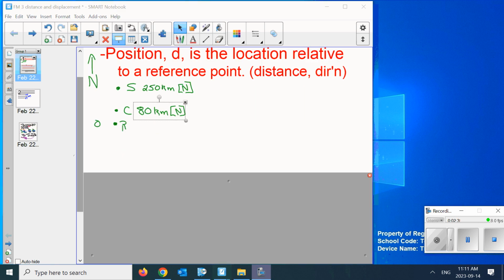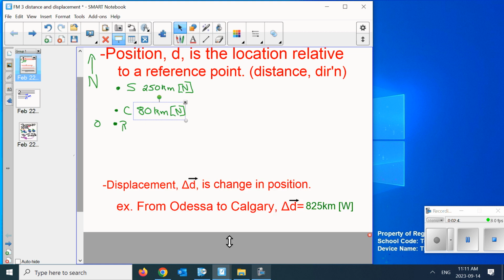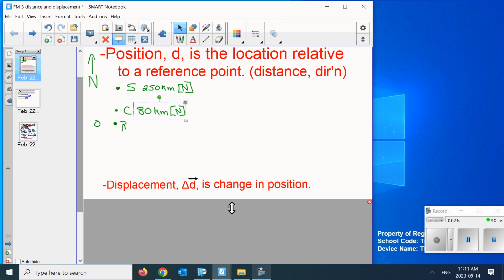Now, the next thing. Displacement is a triangle, a delta. And it's a change in position.